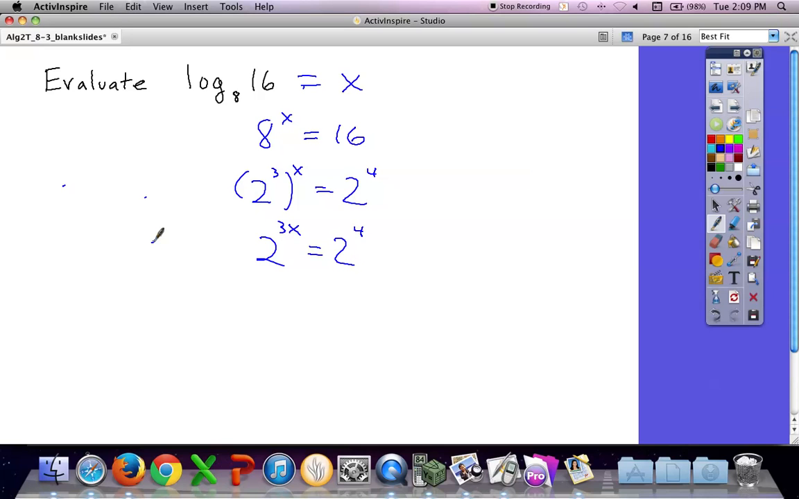Okay. Now we've got exponentials on both sides, and the base of the exponential is the same. So it must be, this is called a one-to-one property. It must be that the exponents are the same. If the left-hand side equals the right-hand side, and the bases are the same, then 3x equals 4. And x equals 4/3. 1.333333, right?